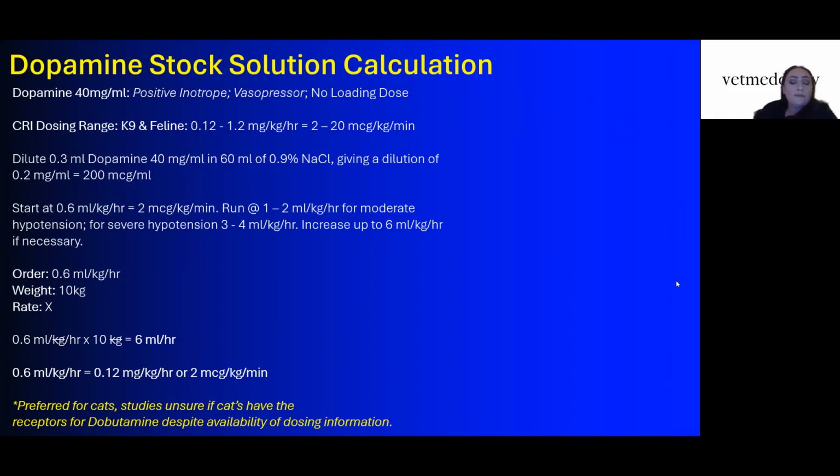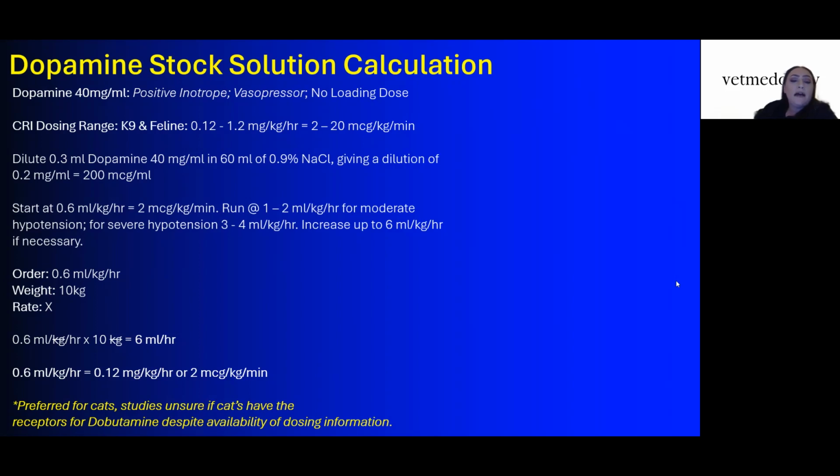You're going to basically just dilute 0.3 mL of 40 mg per mL dopamine into a 60 mL syringe of normal saline, giving a dilution of 0.2 mg per mL or 200 mics per mL. The way that you basically get a rate is by doing the rate change in mL per kg per hour. So you're going to start at 0.6 mL per kg per hour, which is equivalent to 2 mics per kg per minute.